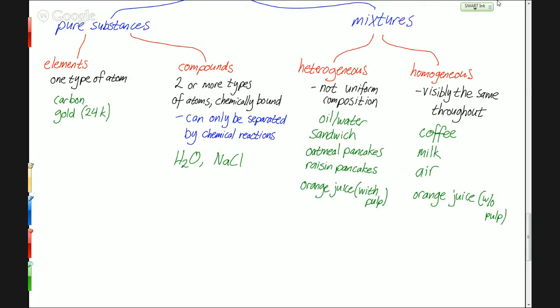All right, what about ice? Where would ice fit? Element? Compound? Why element? It's just water. Which element is water made out of? So it's more than one kind of atom, right? So we go in compounds, yeah.